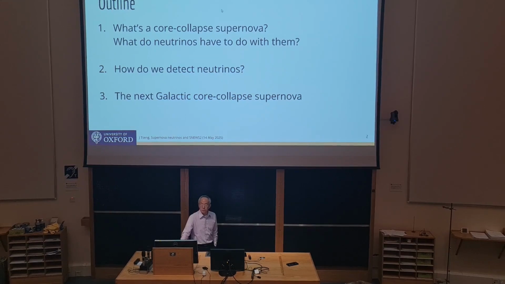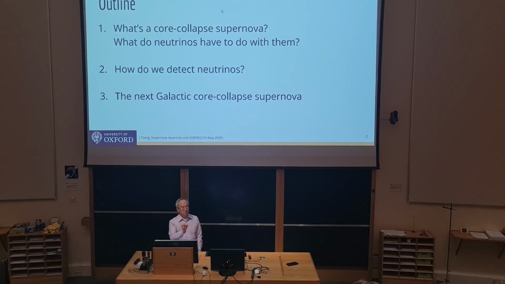Second chapter is, how do we actually detect neutrinos? And then the third is, what are we doing, in some sense, as we wait for the next core collapse supernova in the galaxy? I should make that qualification, in the galaxy, because these things are popping off all the time, but they do tend to be a little bit rare. So it is a little bit of a waiting game.